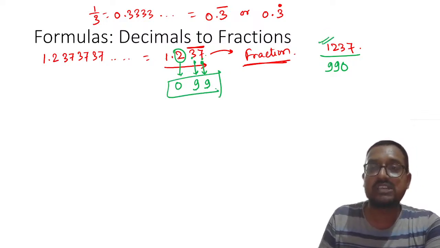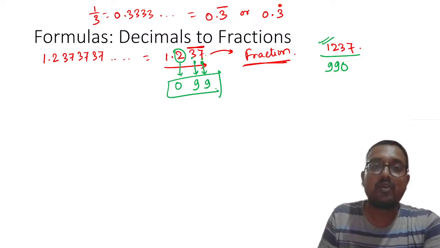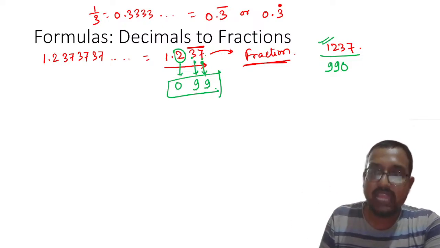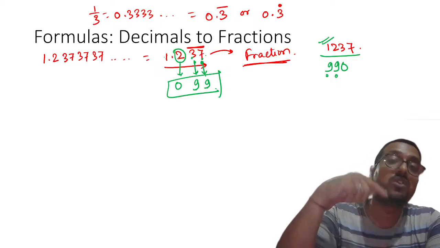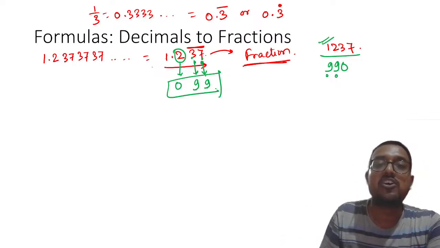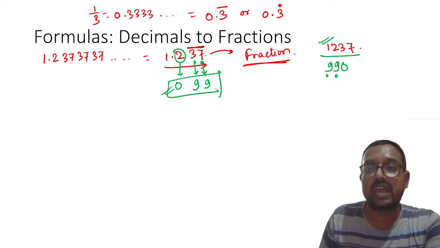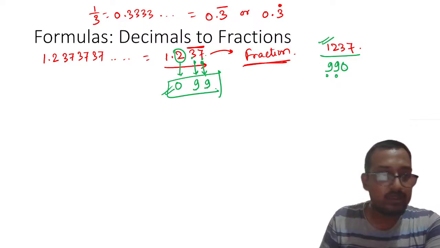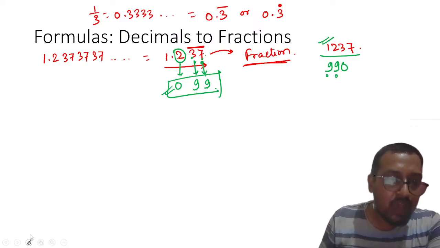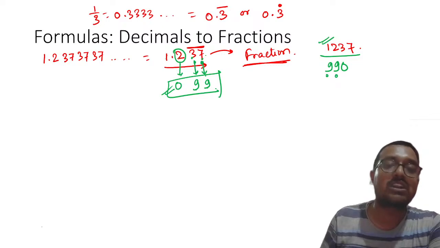1.237. So 1237 as it is written. For every repeating part, a 9 should be there. So 9 is there. For every number which is not repeating but after the decimal, you put a 0. So I will put 990. Understood this part?